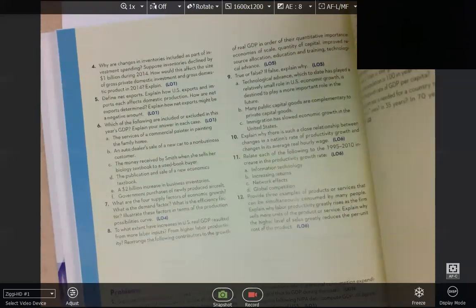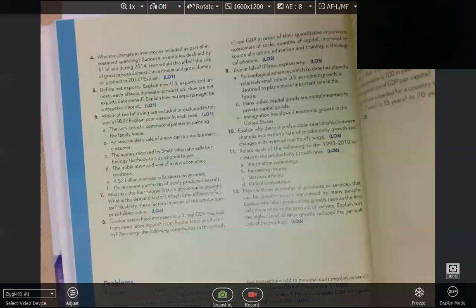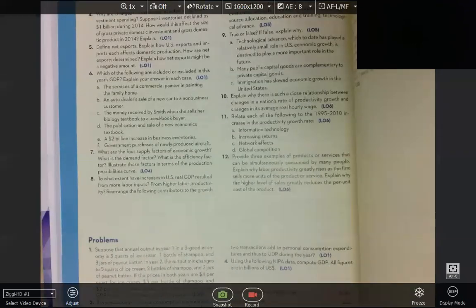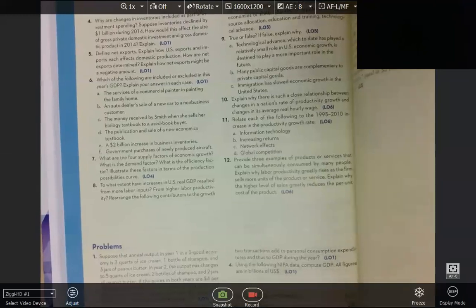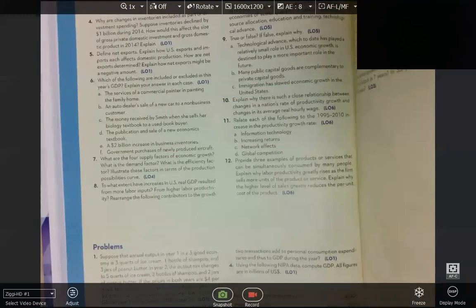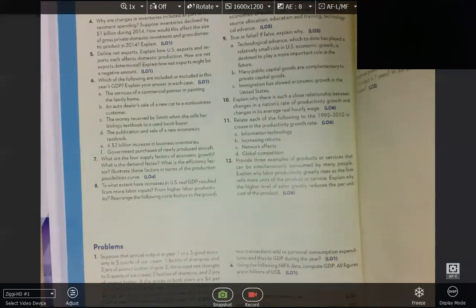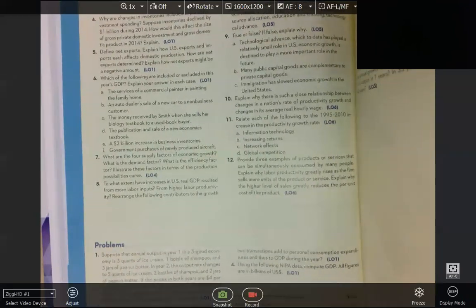Okay. All right, so let's see here. 5's too easy. Number 6. Which of the following are included in this year's GDP? The services of a commercial painter in painting a family home. In painting a family home. What do you think, Brock?